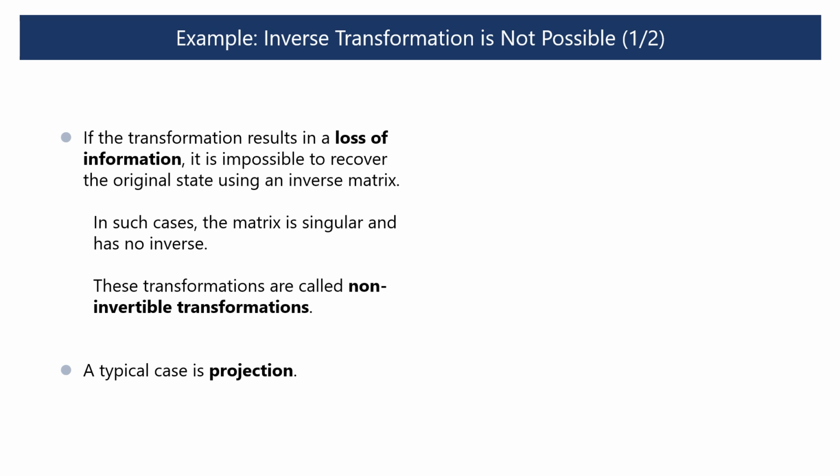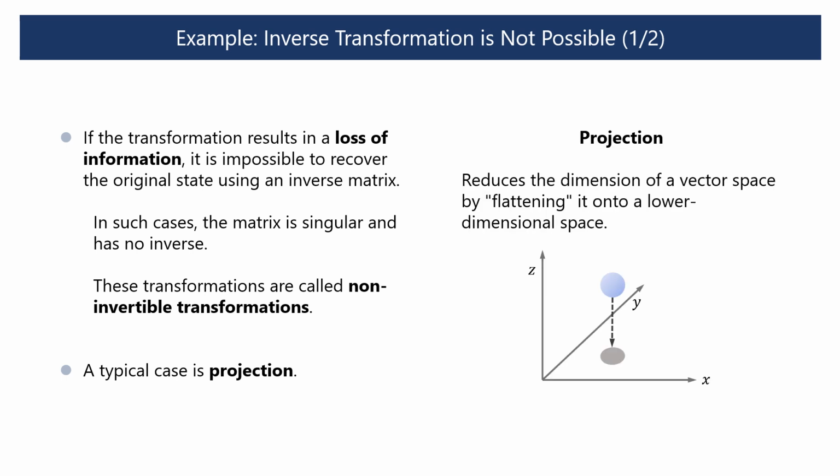A typical case is projection. A projection transformation reduces the dimension of a vector space by flattening it onto a lower dimensional space. Think of projecting a point in 3D space onto the floor. The information along the z-axis is lost in the process. Once the point is on the plane, we can no longer determine its original position along the z-axis.